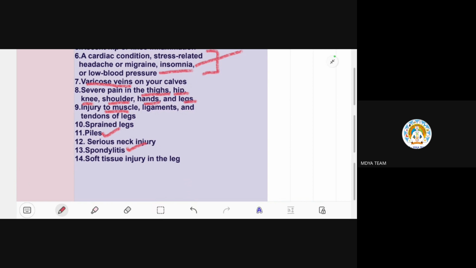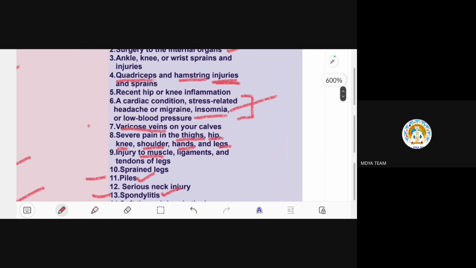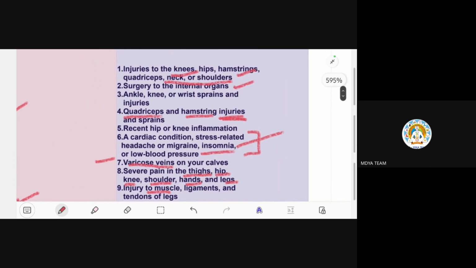Okay, so what are the main important points you have to mark: piles, spondylitis, varicose veins, and, to remember all this in one go, injuries or surgeries in these areas.